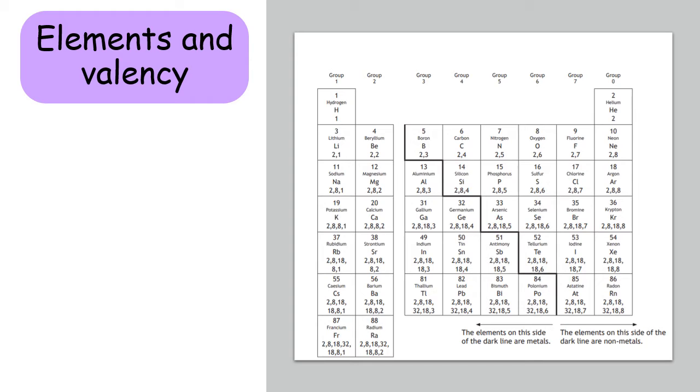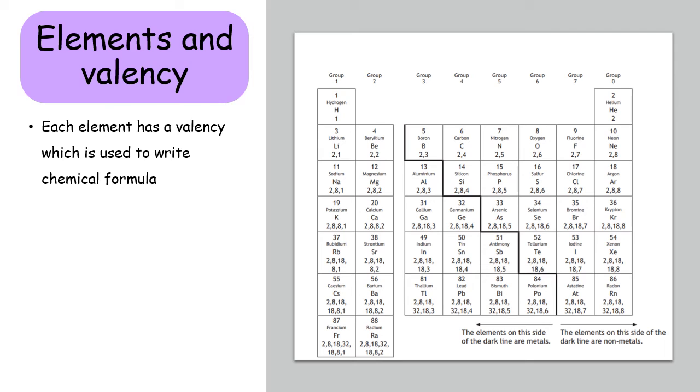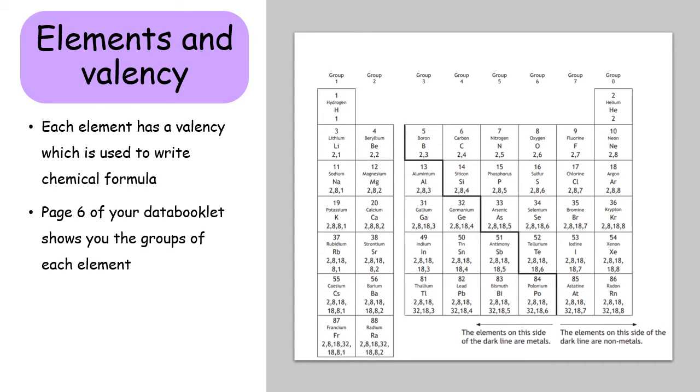Now, in order for us to write chemical formula, there's something we need to know about each element, and that's a thing called valency. Now, valency is used to write chemical formula, and each group in the periodic table has a different valency. Now, you are just expected to remember these valencies. They are not in your data booklet. However, if you have a copy of the data booklet at home, I suggest that you write these numbers on from this slide. And this is page 6 of the data booklet that we're looking at.